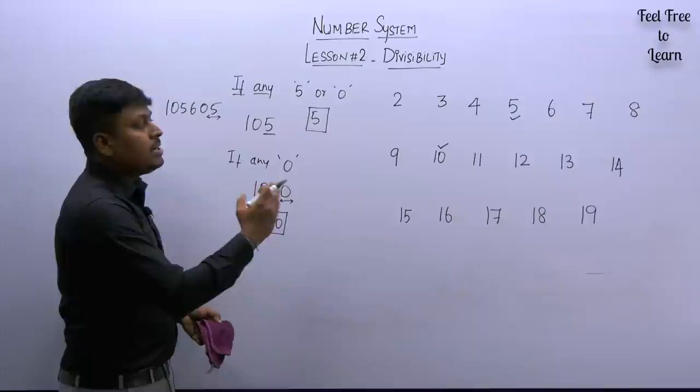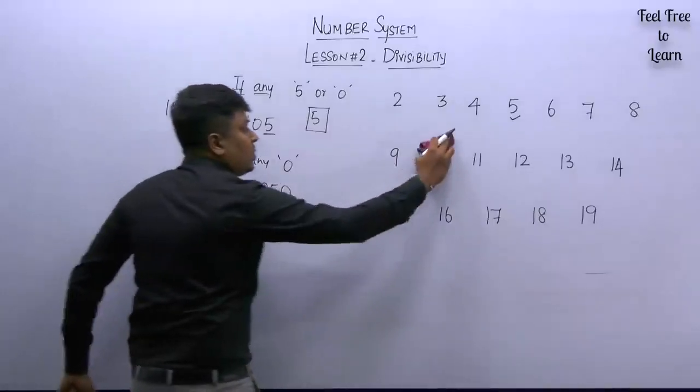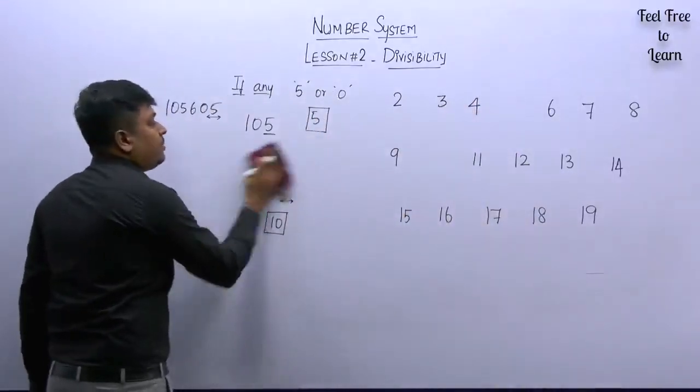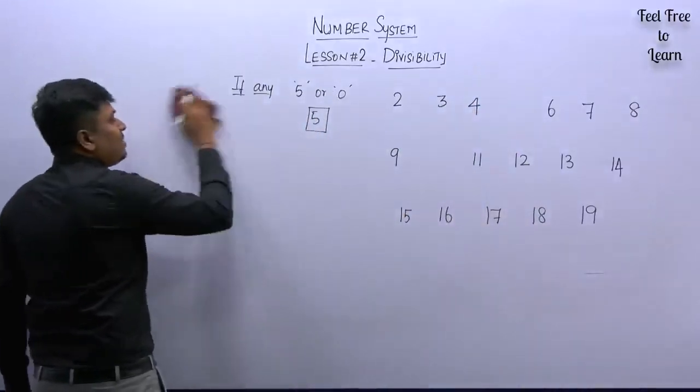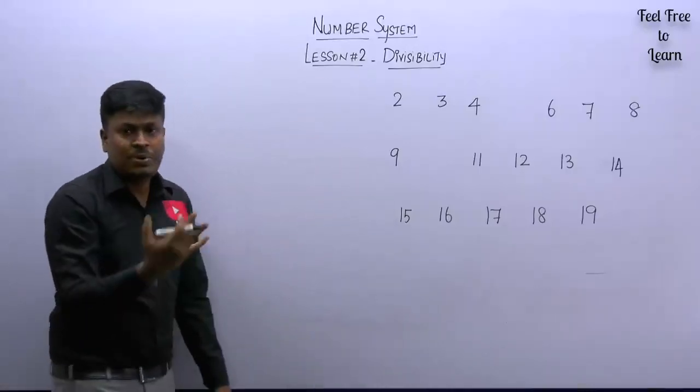Understood, friends? This is the divisibility rule for 5 as well as 10, right? So we have learned two numbers. One is 5 and the second is 10. It is easy, right? Without memorizing by heart, some students will sit and memorize from 2 to 19. Don't do that.